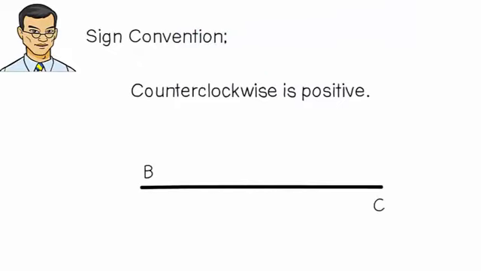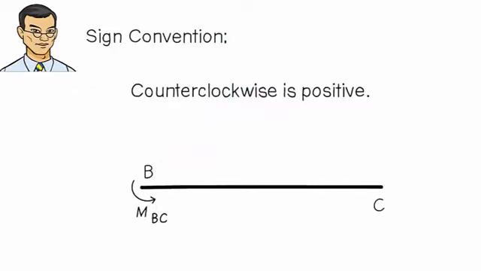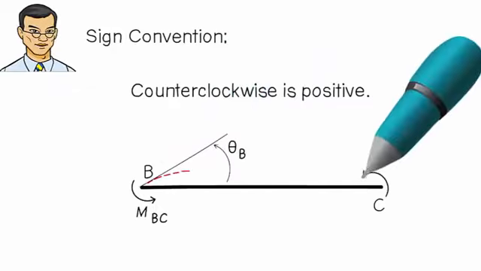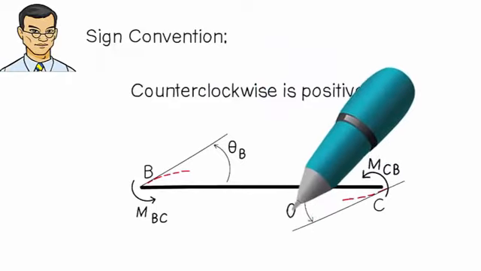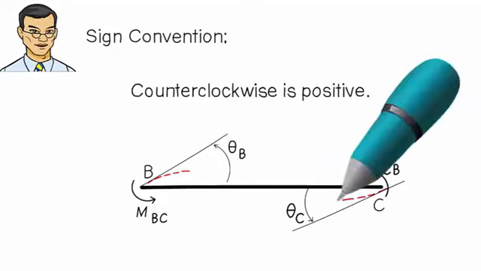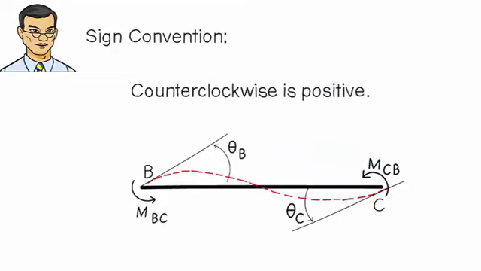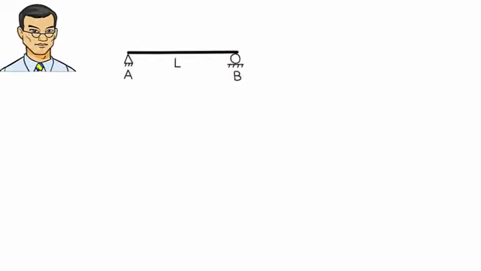So I'm going to place MBC like this, causing a positive counterclockwise rotation at B. Similarly, we get a positive rotation at C when MCB is placed in the positive direction. This means the entire beam segment is assumed to deflect like this. Now we are ready to get to the essence of this lecture, defining member end moments in terms of end rotations. Consider a simply supported beam subjected to a positive moment at A, like this.